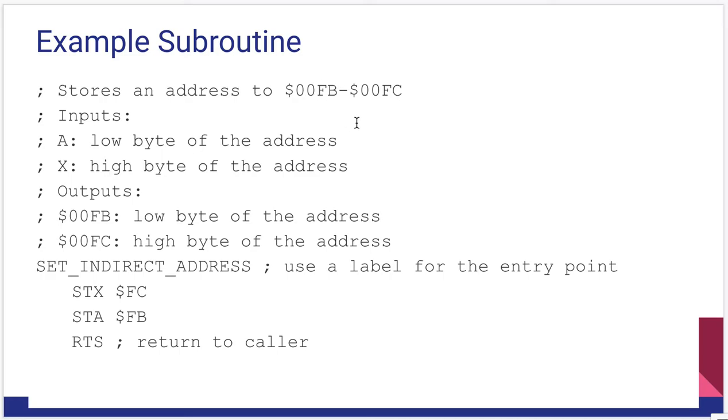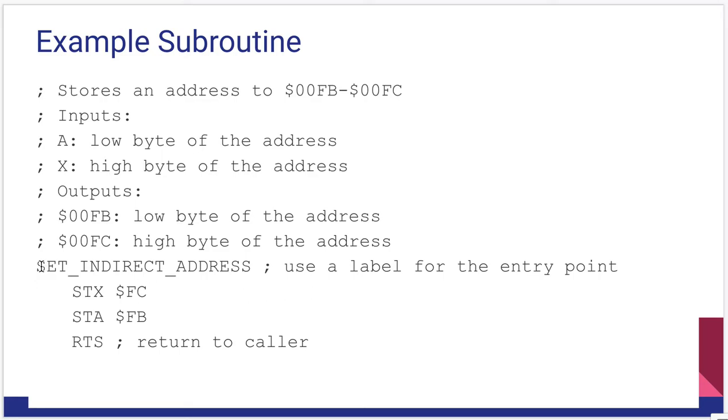So it would be useful to have a way to very quickly copy an address over to that. The inputs are the accumulator and the X register, so I've listed those under inputs. Under outputs, I've listed, of course, FB and FC. FB will have the low byte of the address, FC will have the high byte of the address.